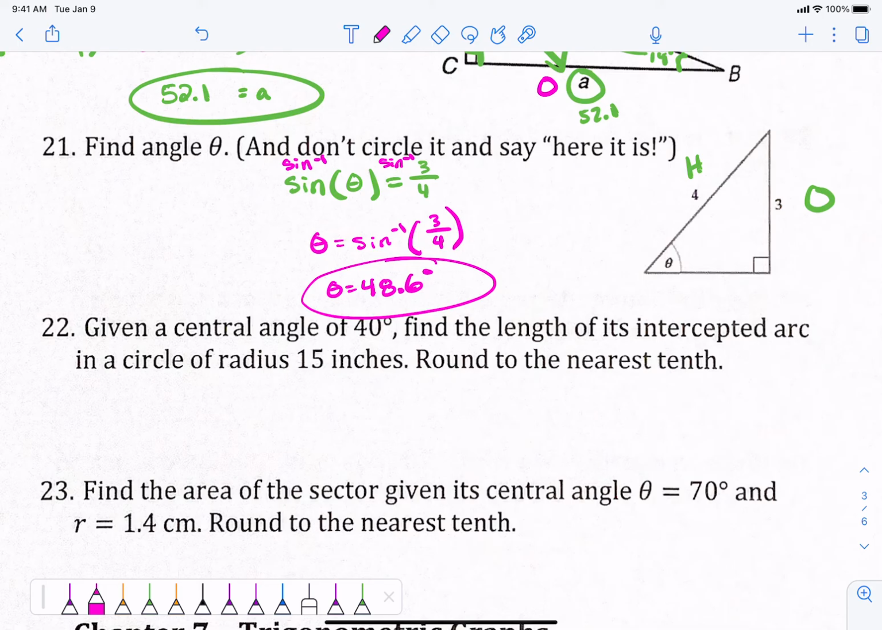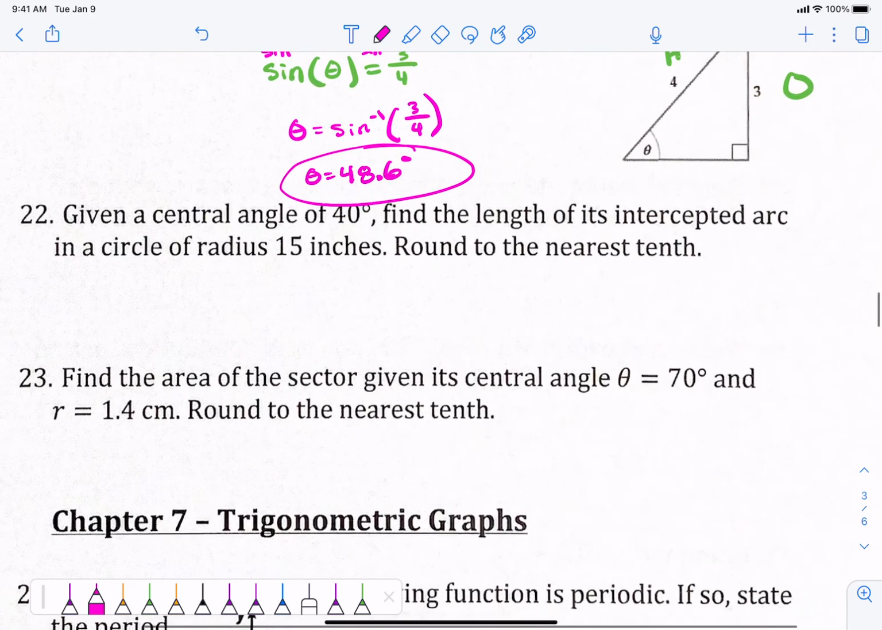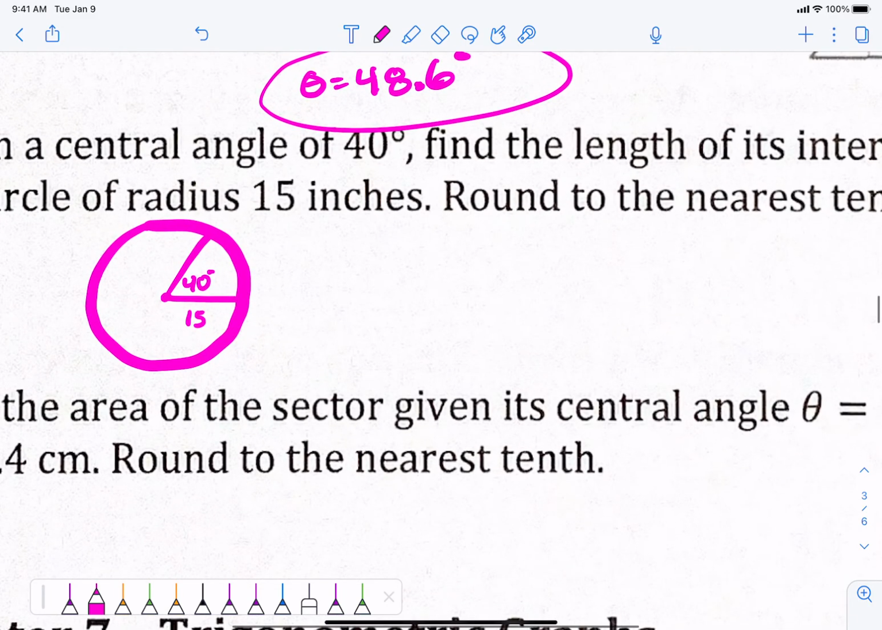Okay, 22. What do we have to get to? 27? Okay, we're moving right along. Given a central angle of 40 degrees, find the length of its arc if the radius is 15. So here's what we have. We have 15 is here, and we have a 40-degree angle, and it's here. And they want us to find the length of the arc, which is this guy right here. I want to find the length of that pizza crust right there.